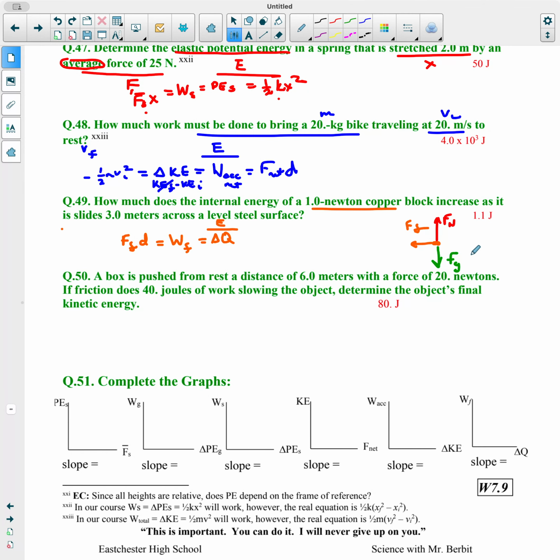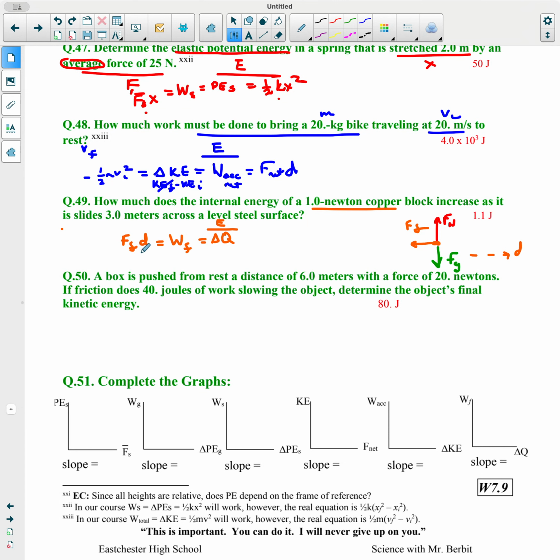The displacement, though, is to the right. It's sliding this way and slowing down. And they want to know about delta Q. You're not going to get delta Q. You're not going to MCAT this. It's not going to work. It doesn't apply to this scenario. But you do recognize it's WF, so the force of friction times displacement.